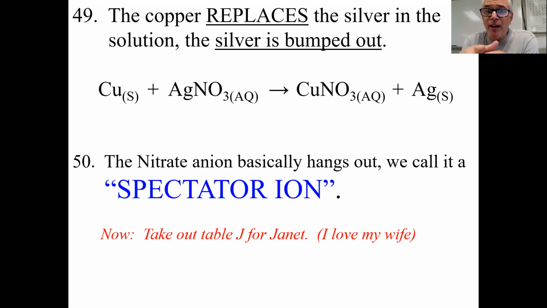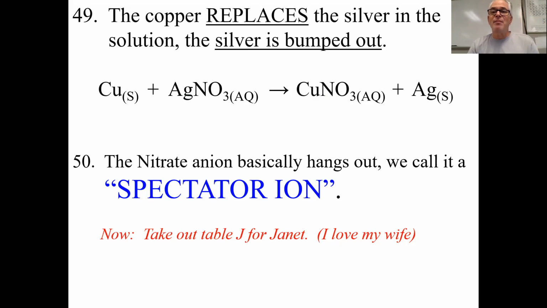Now, in this particular reaction, the nitrate starts dancing with the silver cation, ends up dancing with the copper ion. The nitrate stays nitrate, doesn't change at all. We call the nitrate the spectator ion. The spectator ion, it doesn't do anything. It was nitrate and it stays nitrate on the other side of the arrow. The copper starts out as an atom, ends up as a cation. The silver starts out as a cation, ends up as an atom.